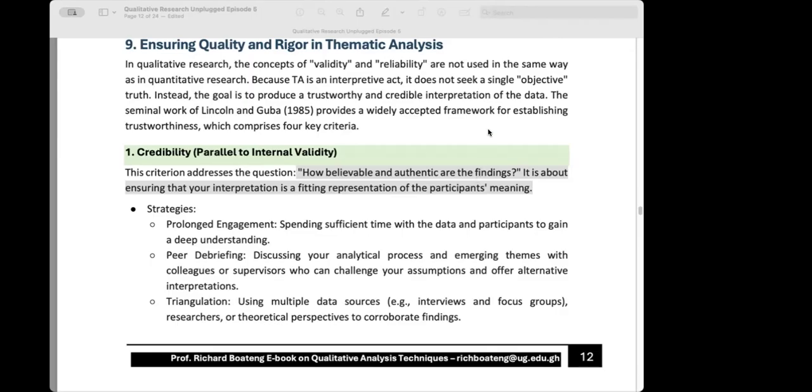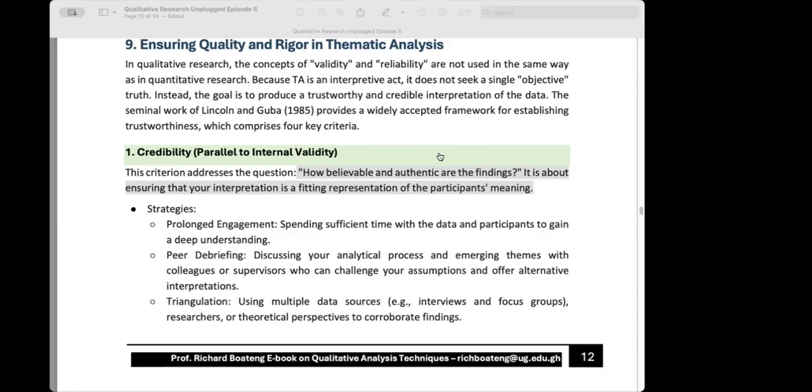Okay, those all make sense for boosting credibility. What's the next criterion? 2. Transferability, which parallels external validity or generalizability. This addresses the question, to what extent can the findings of this particular study be applied or considered relevant to other contexts or groups?